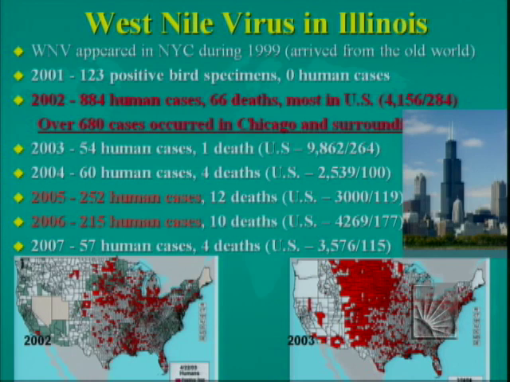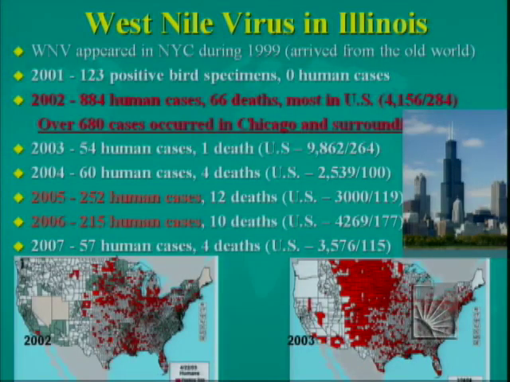In Chicago, in 2001, we had positive bird specimens, no human cases. We had a big outbreak in 2002. We led the nation in number of cases. About 20% of all cases in the US occurred in Illinois, with 66 deaths, and most of them in the greater Chicago area. Of course, we have most of the population there as well, but there was a clear hotspot in the Chicago area.